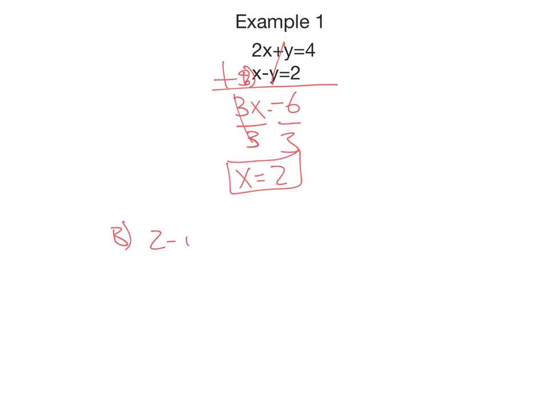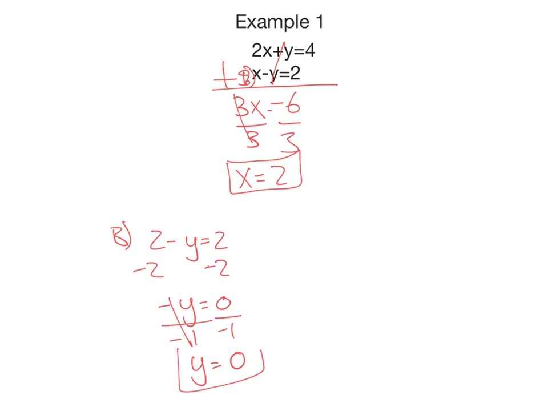So 2 minus y equals 2. Subtract 2 from both sides and we're left with negative y equals 0. Divide both sides by negative 1. 0 divided by anything is 0, so y equals 0. And then my answer? 2 comma 0.